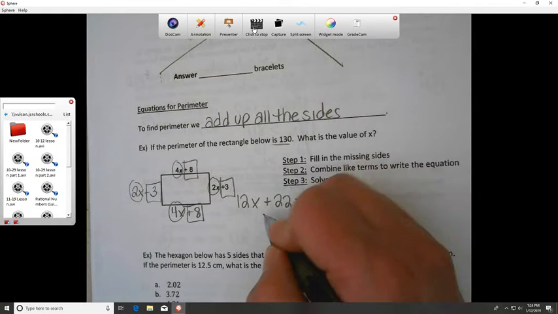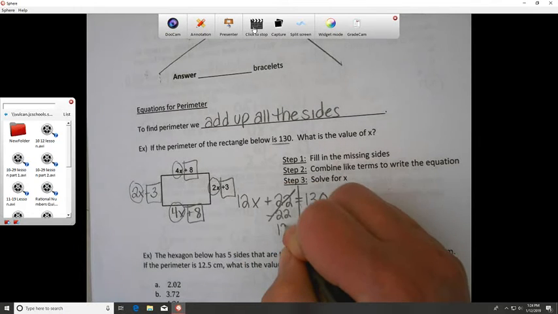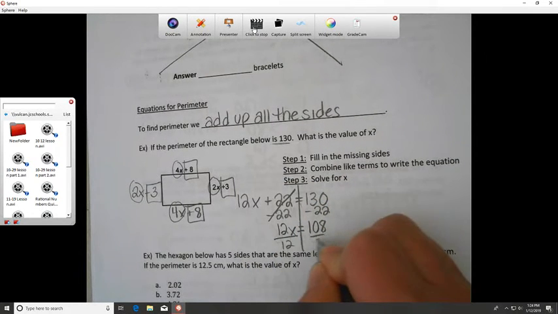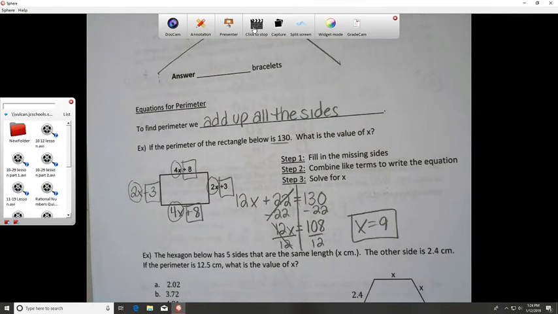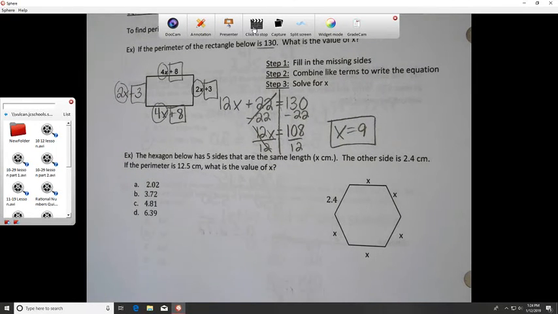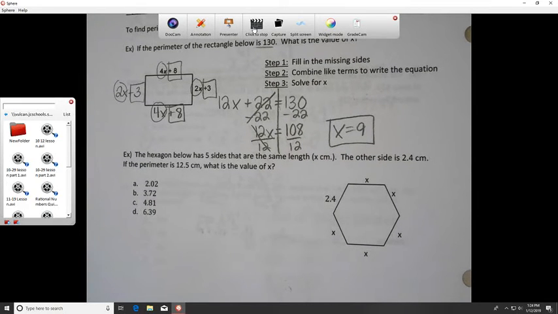Hopefully you subtracted 22 from both sides. So we get 12x equals 108, and then divide both sides by 12, and you should get x equals 9. So we'll try a similar one for our last question. The hexagon below has 5 sides that are the same length, which is x centimeters. The other side is 2.4 centimeters. If the perimeter is 12.5 centimeters, what is the value of x?